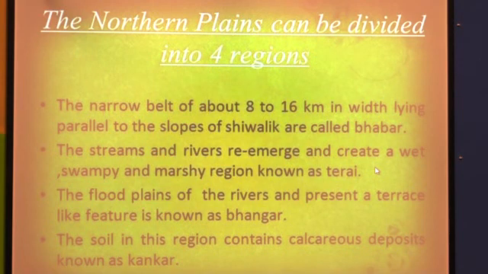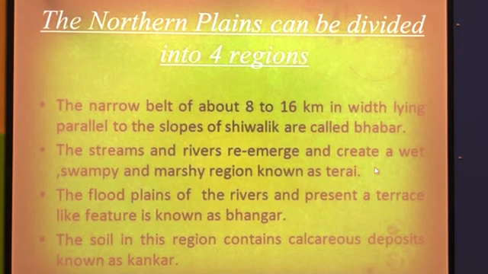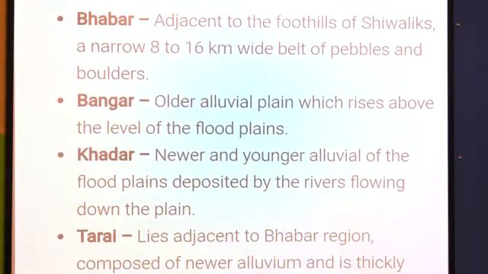So farmers cultivate this area intensively because of the fertile soil, easily available fresh water, and, next important thing, this area is also very important for religious purposes. See students, these are the four sections of the northern plain: Bhabar, Bhangar, Khadar and Terai, as we have just seen.